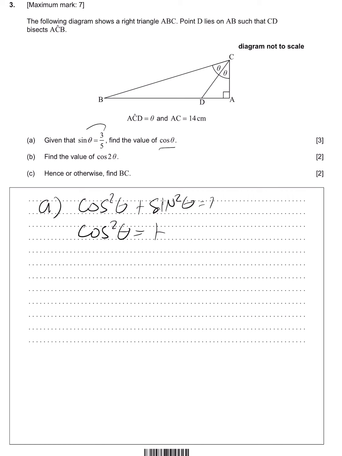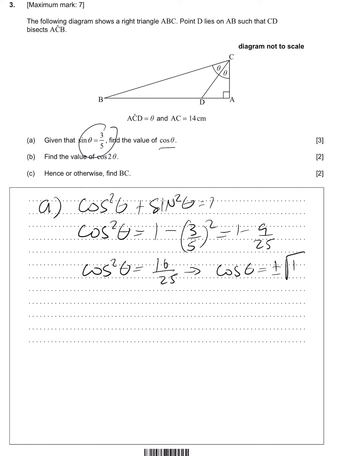And the sine of theta is given to us as 3 over 5. So it's going to be 1 minus 3 over 5 squared, which is 1 minus 9 over 25. Therefore, the cosine squared of theta is equal to 16 over 25. And the cosine of theta is equal to plus or minus the square root of that. It's equal to plus or minus 4 over 5.